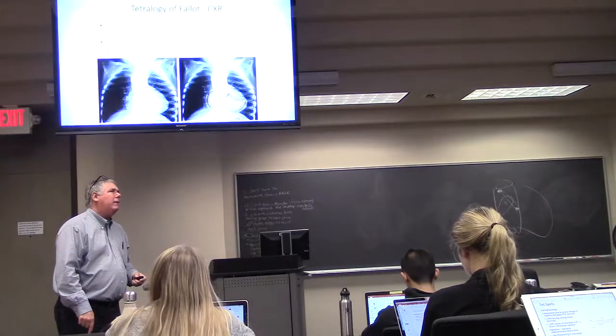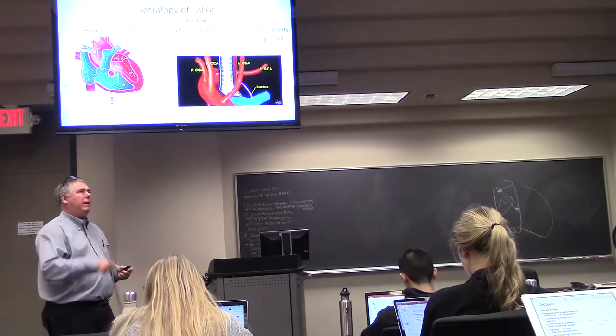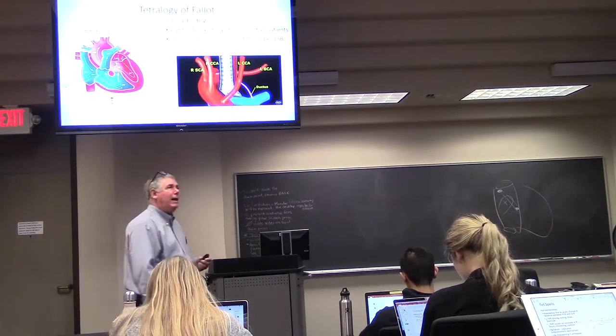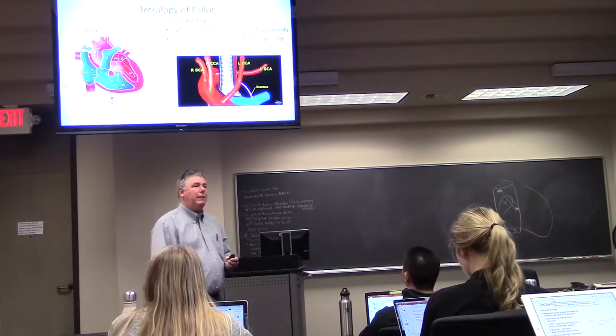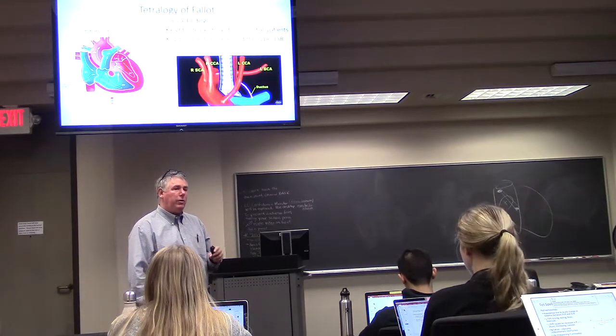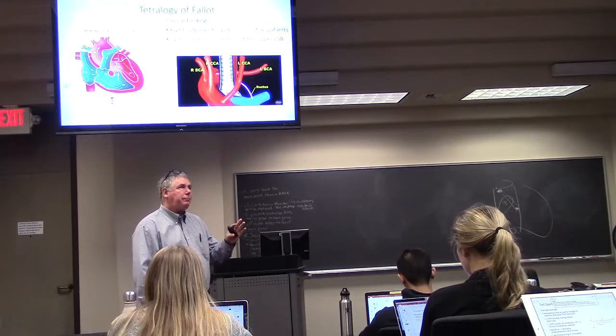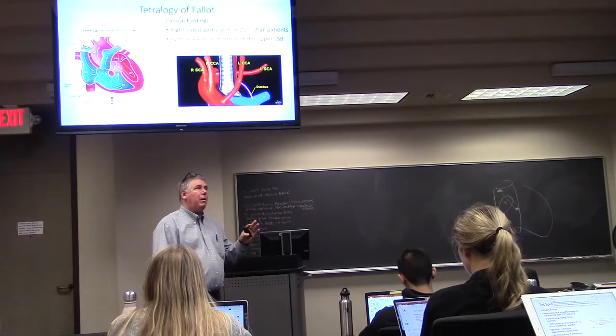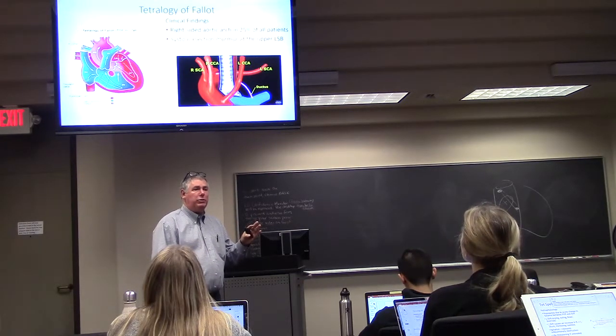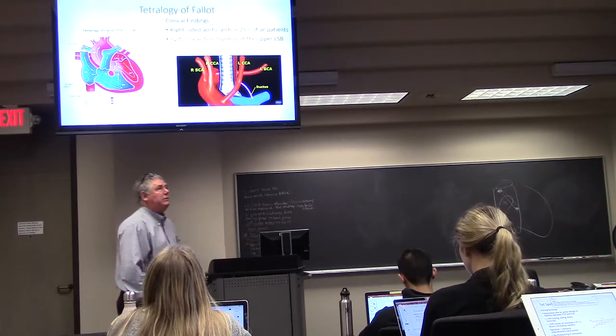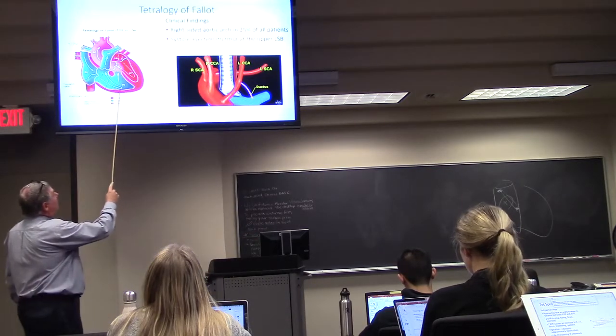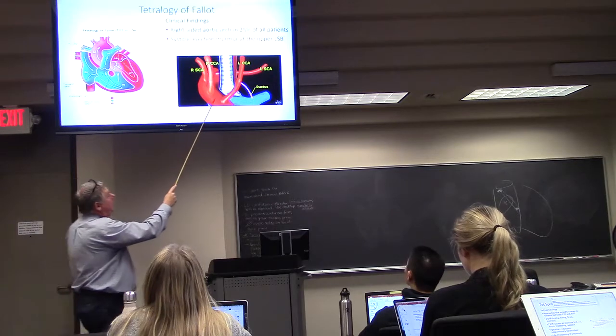I think I had the treatment in here. Hang on just a second. This is a slide I added last night. One of the things about tetralogy of Fallot that's unusual, it's not one of the four things, it's called a right-sided aortic arch. If you'll notice on this, this actually doesn't show it right here. I added this image last night.